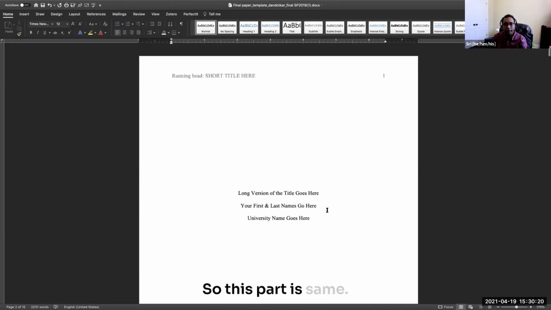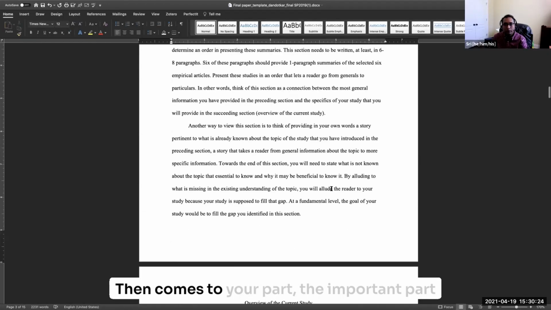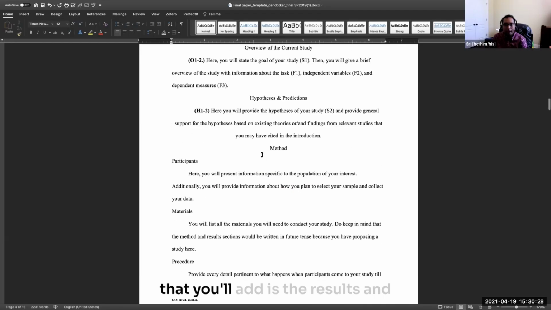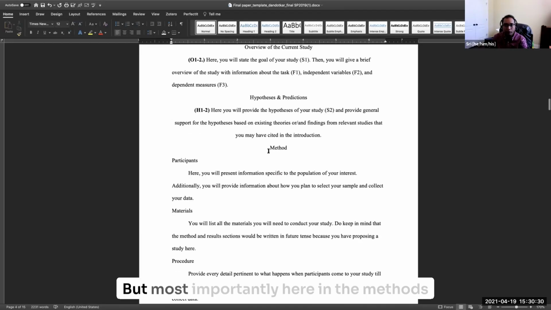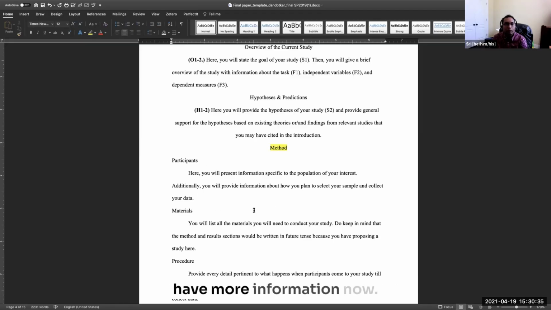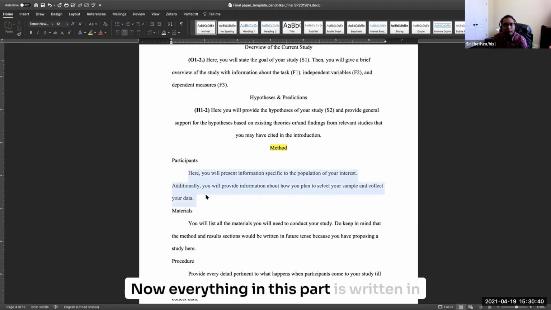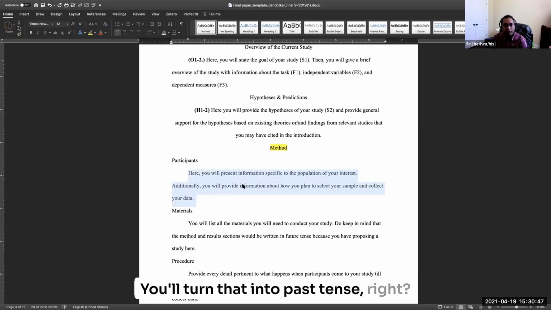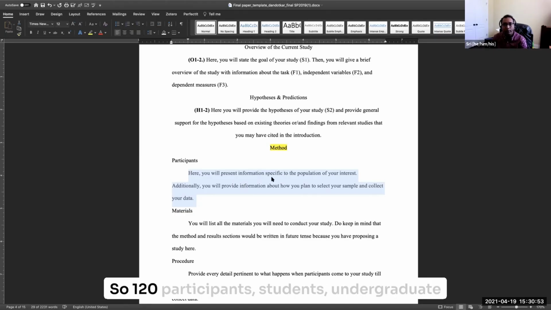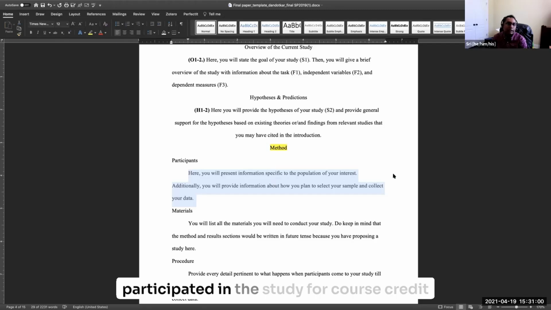So this part is the same. Then comes your part, the important part that you'll add, the results and conclusion. But most importantly here in the method section, you will update this one because you have more information now. You know how many participants have participated, right? Now everything in this part was written in future tense last semester, right? You'll turn that into past tense, right? Not only that, but you'll provide more information, right? So 120 participants, graduate students from University of Southern Indiana, participated in the study for course credit by using SONA and all that information.